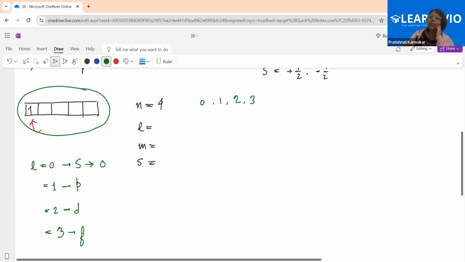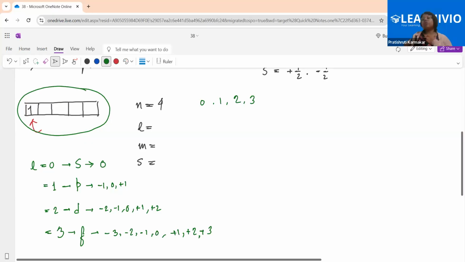For s, it will be 0 only. For p, it will be -1, 0, +1. For d, it will be -2, -1, 0, +1, +2. For f, we have -3, -2, -1, 0, +1, +2, +3.